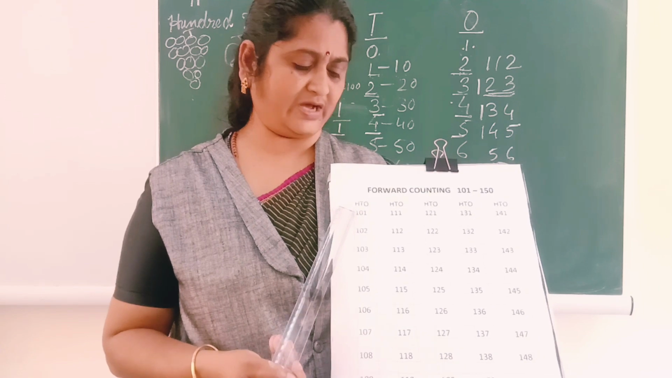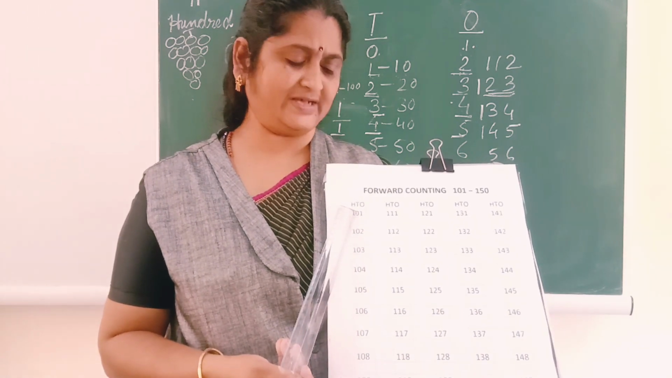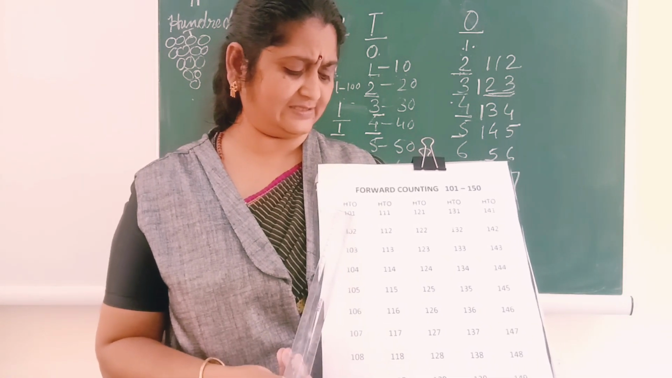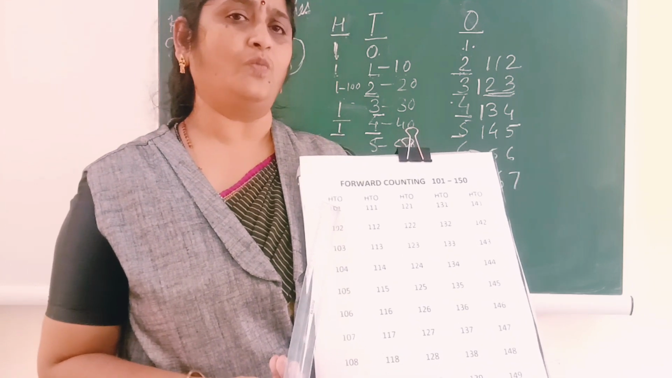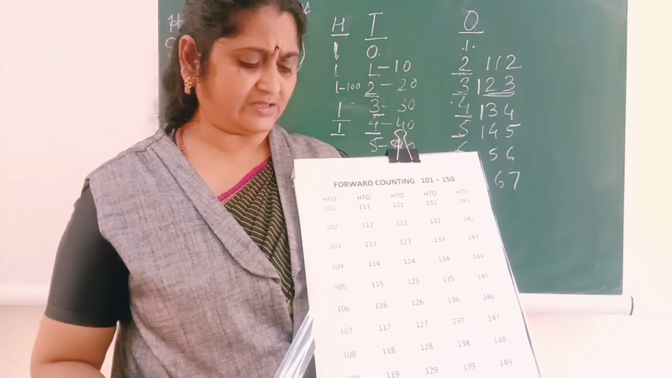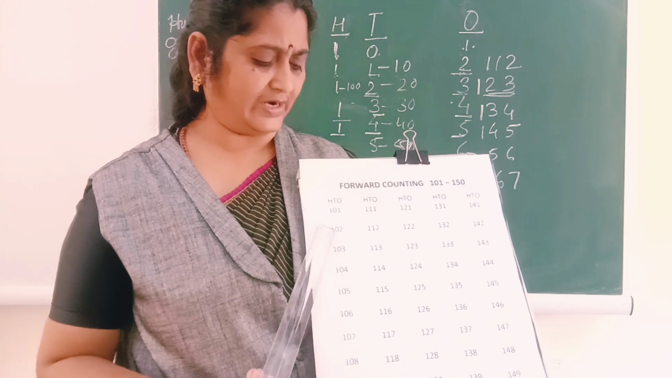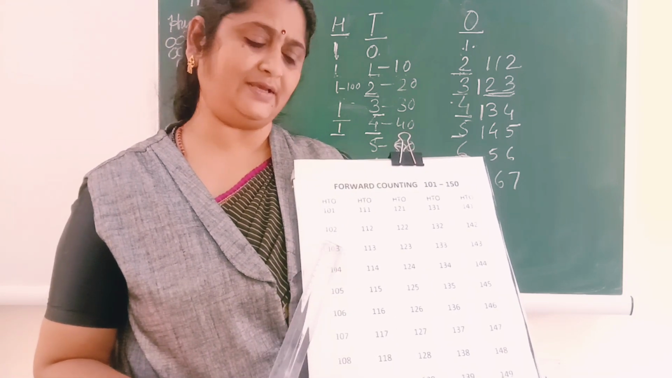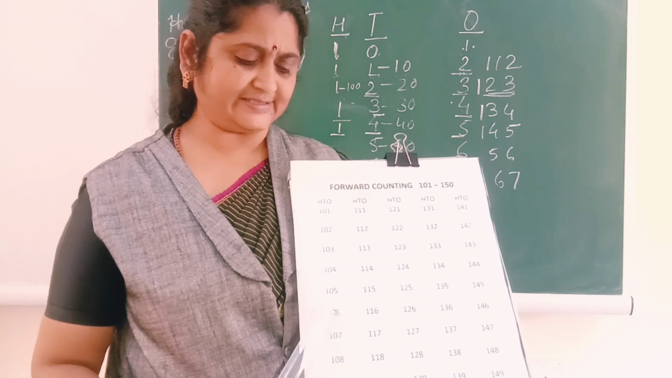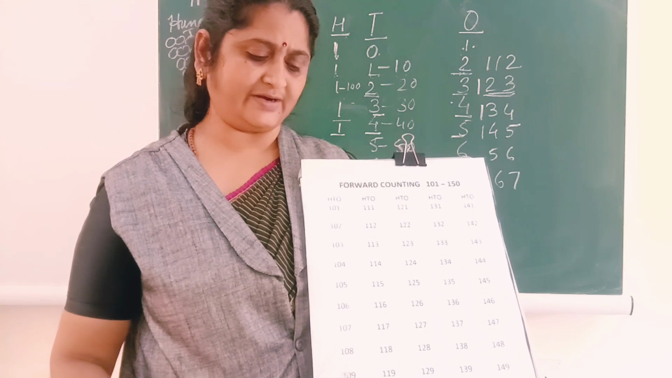So you can see we will learn how to read this number. Here it is written 101: 1 at hundreds place, 0 at tens place, and 1 at ones place. So 101, because here in the middle there is no number, it is 0. 101, 102, 103, 104, 105, 106, 107, 108, 109.